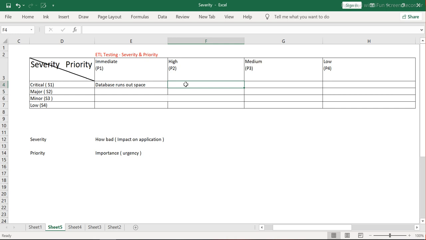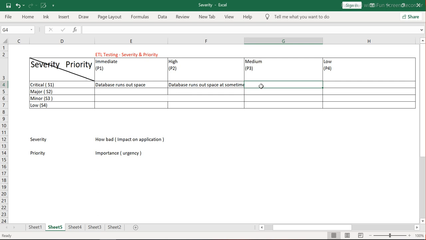Okay, so what I will say is, again, this kind of example: database ran out of space at some times, not all the times, right? So that's the reason it is called S1, sorry, P2 high, right? And the criticality is because it is down, because it's not working. Now, the third one is basically critical severity, but what is medium?